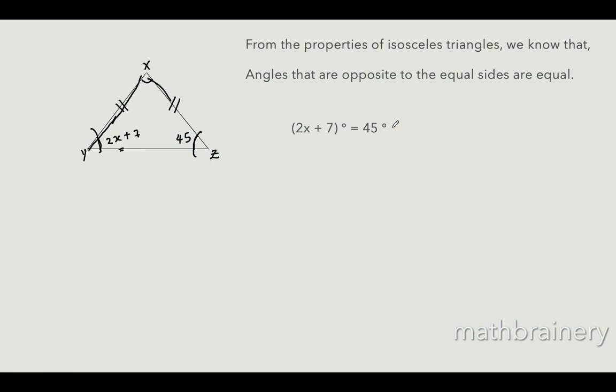Now what we have? We again have a linear equation. Let's simplify for x. You get 2x is equal to 45 minus 7, which is 38. 2x is 38, so what x must be? It must be 38 divided by 2, which is 19 degrees. So the value of x is 19 degrees in this case.